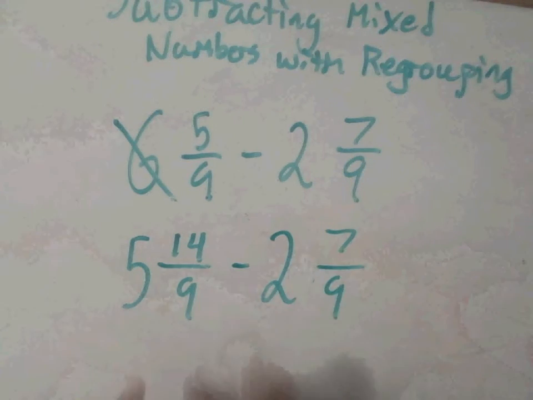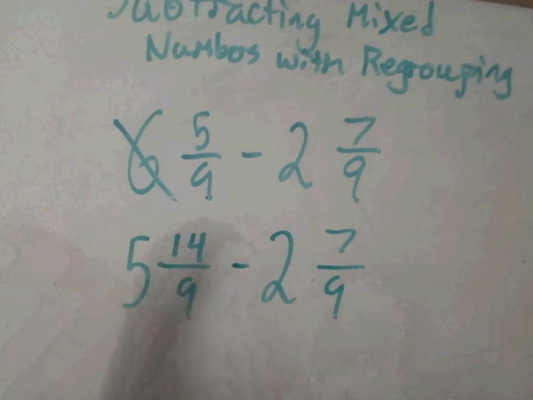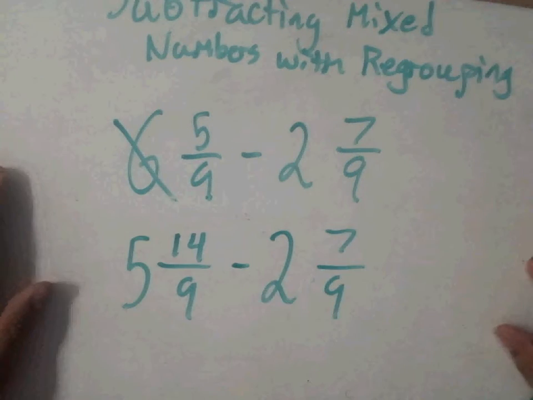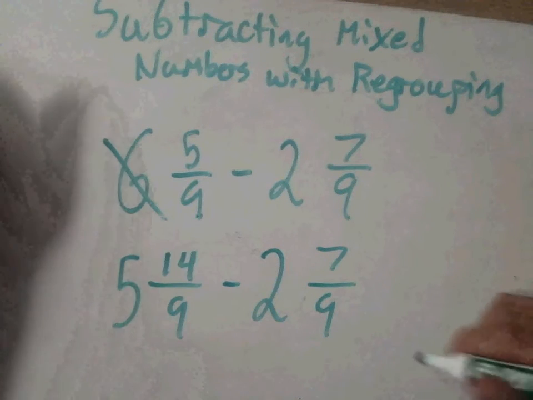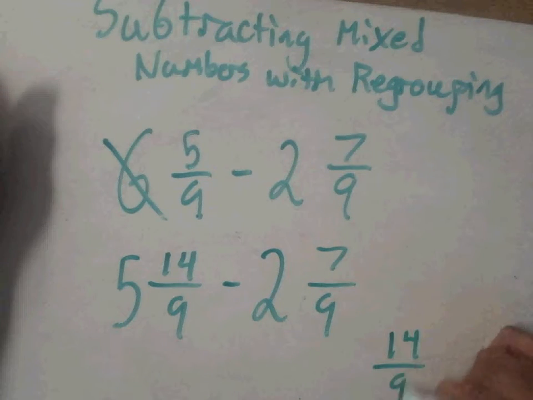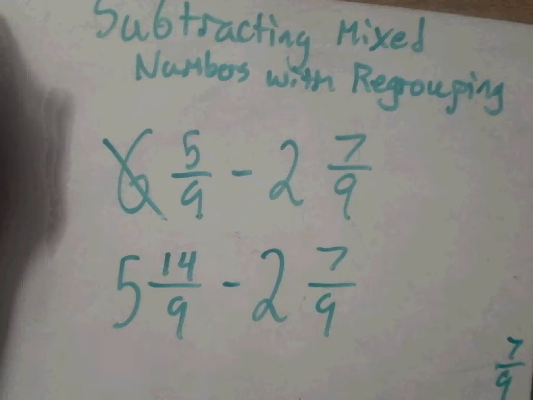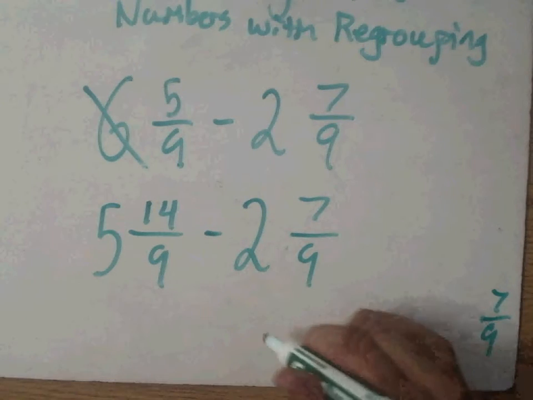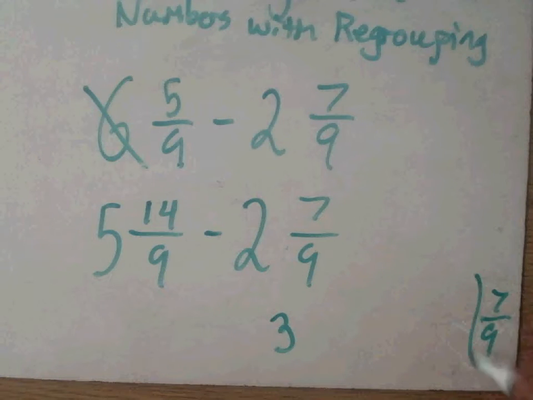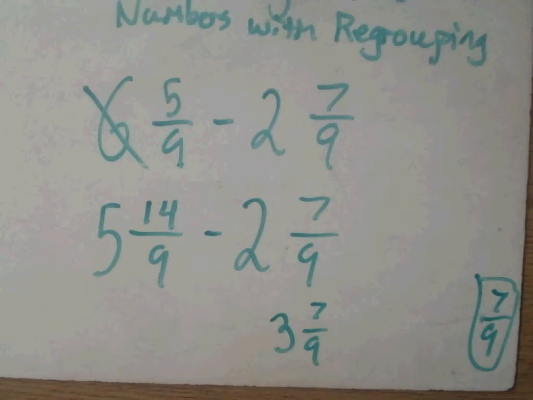Now, our numerator here is larger, and we still have the same denominator, so we're going to follow the steps of subtracting mixed numbers with the same denominators. We subtract our fractions first, 14 ninths minus 7 ninths, and that gets us 7 ninths. Then we subtract our whole numbers. 5 minus 2 is 3, and we bring this over for 3 and 7 ninths.